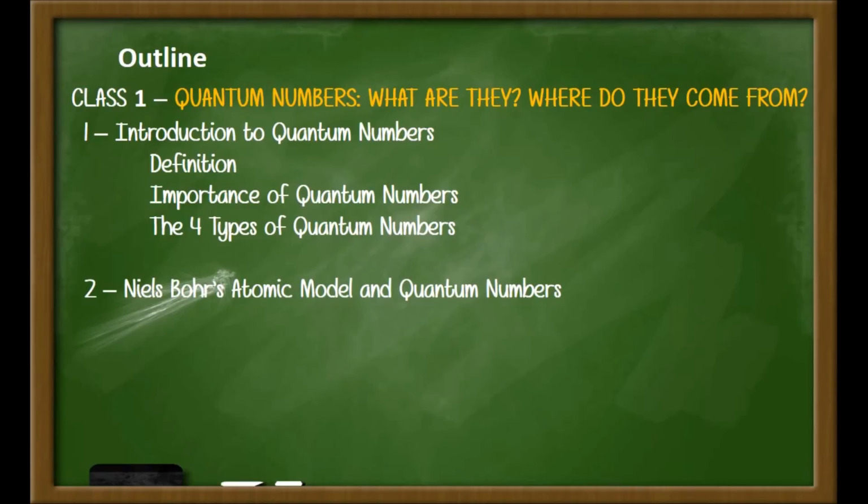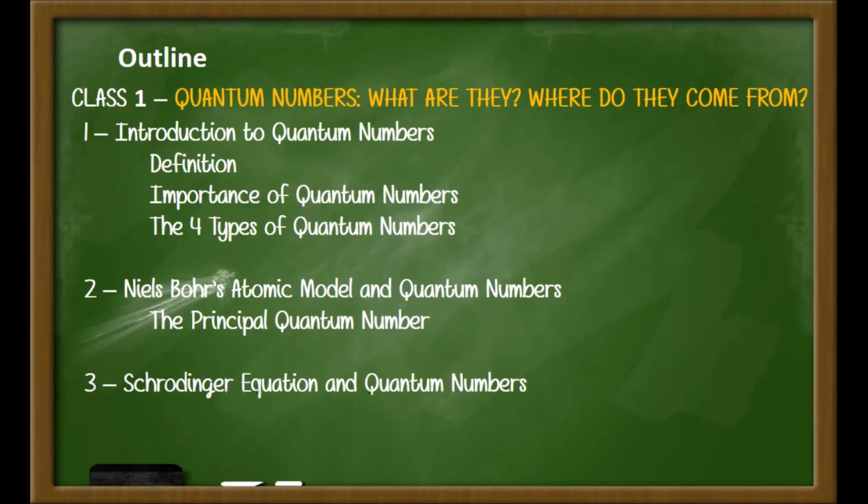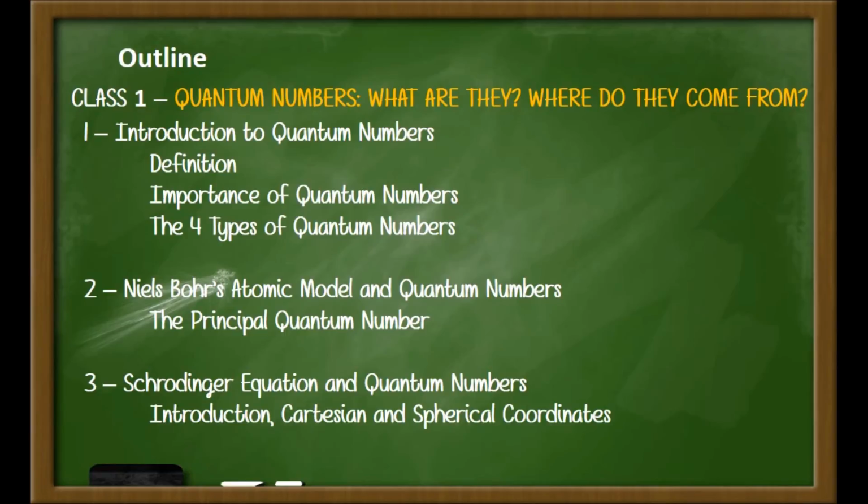Second, we're going to study the relation between Niels-Bohr atomic model and quantum numbers. This will be very important to derive the principal quantum number. And third, we're going to study a little bit of Schrodinger Equation and quantum numbers. This will be very important to derive the 3 other quantum numbers and understand where they come from.